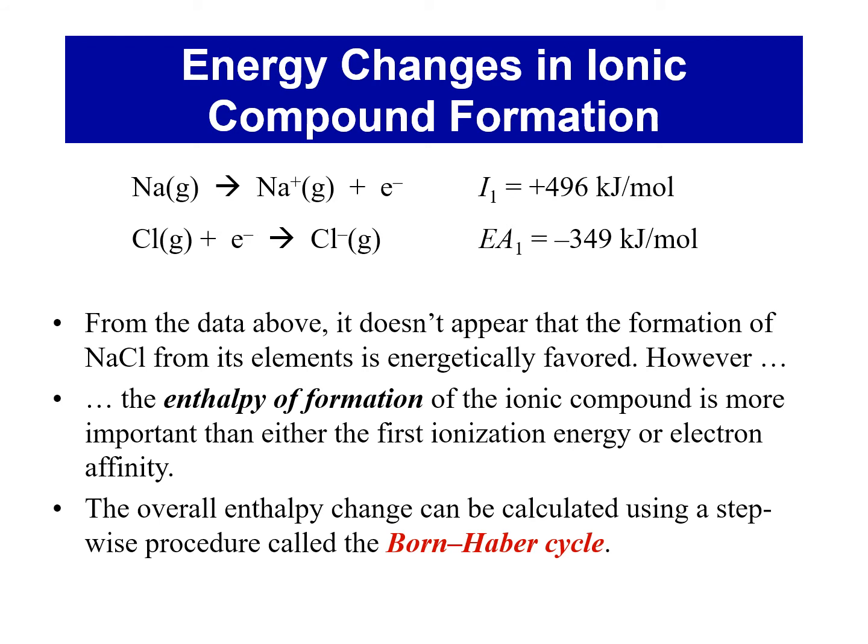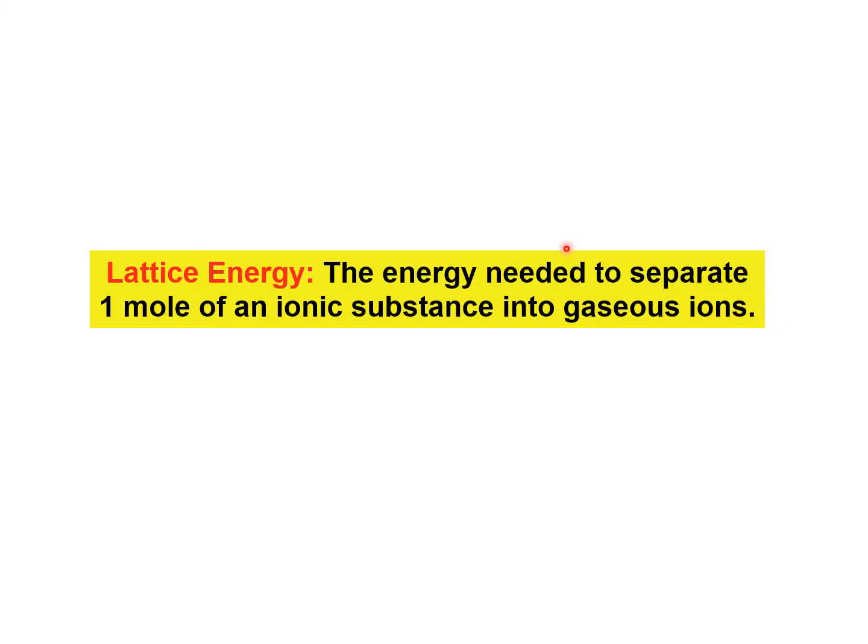We have to do it in a little bit of a roundabout way called a Born-Haber cycle, which I'll talk more about in a little bit. But first, I want to discuss a little bit more about the energy of attraction between ions in an ionic compound. It's called the lattice energy. Now, lattice energy is defined in the opposite way. Instead of thinking about the ions coming together, we think about the ions splitting apart when you form an ionic compound.